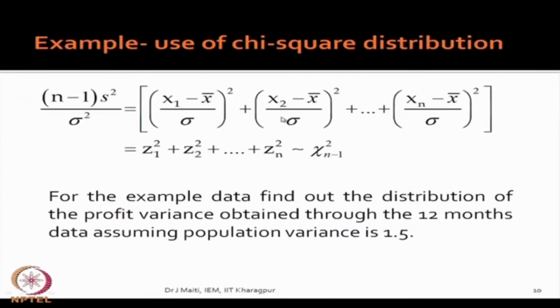Fantastic. Then you may be wondering why the n minus 1. Already we have seen that while calculating s square, 1 degree is lost, and the same thing continues. Ultimately, this quantity (n minus 1) s square by sigma square follows chi-square distribution with n minus 1 degrees of freedom.